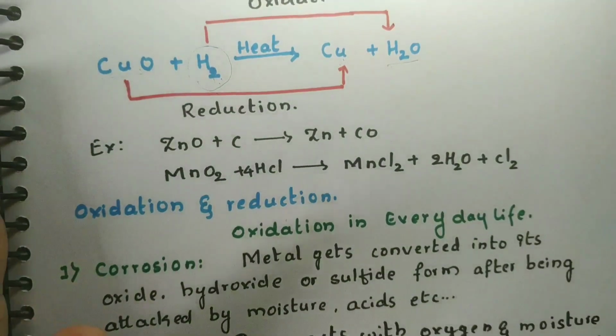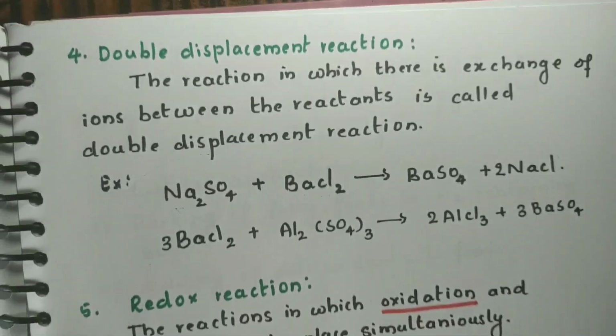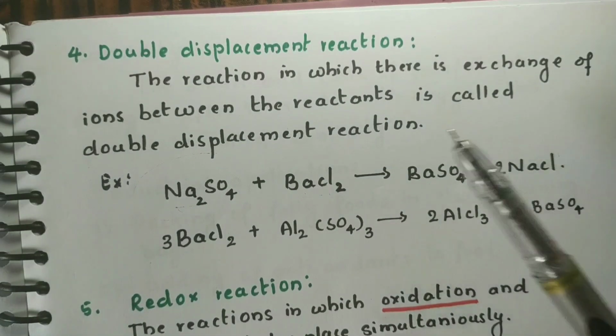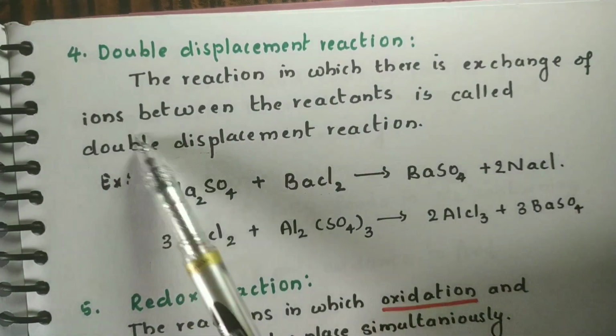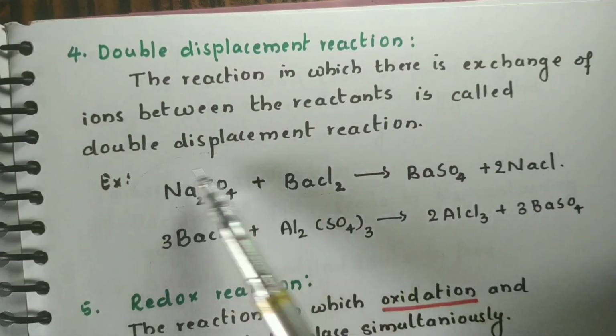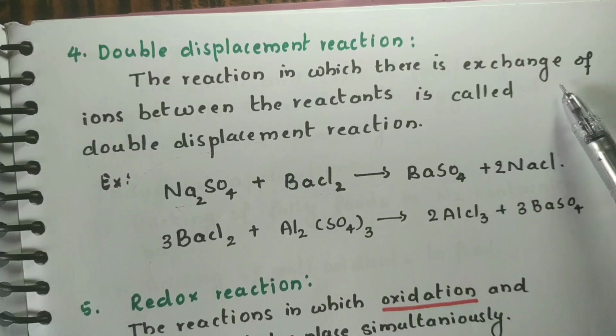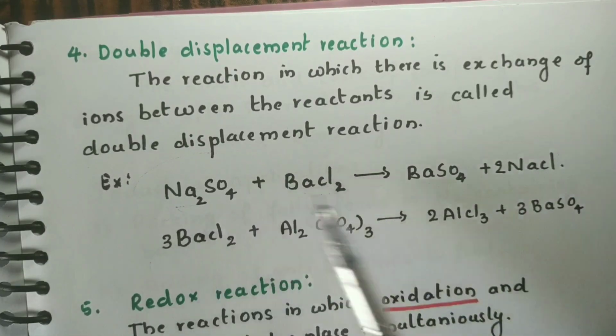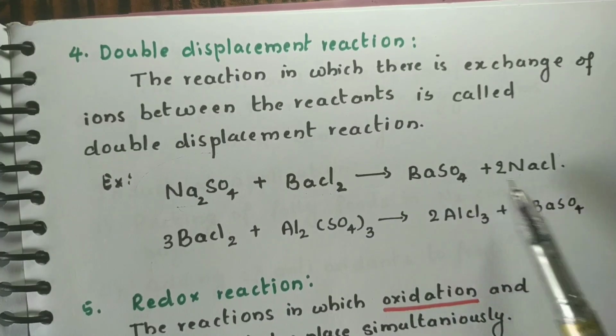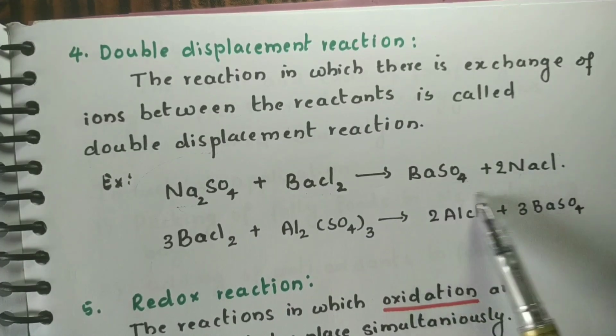So the next one is double displacement reaction. The reaction in which there is an exchange of ions between the reactants is called a double displacement reaction. You can see there are 2 reactants here. They have exchanged their ions. Na plus and Ba2 plus have changed their places.